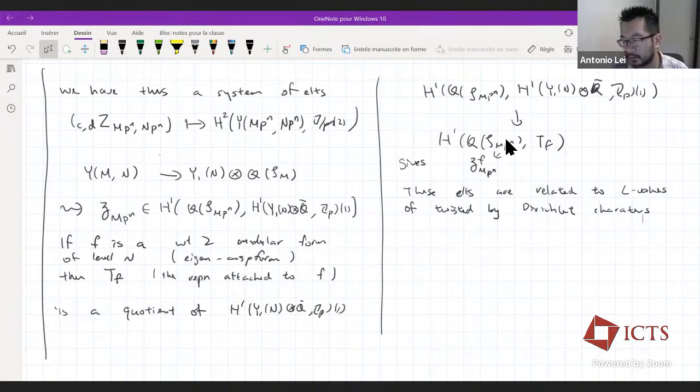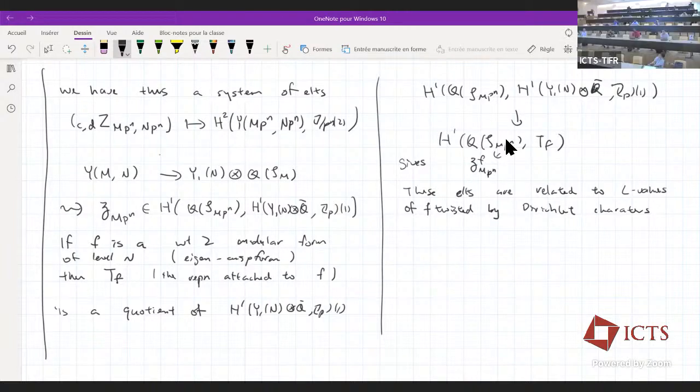And so this is because we can find this link between these elements and L-values of F. Yeah, sorry, I didn't say F here. Of F. Yeah. So here I just told you what happens for the weight 2 modular form.